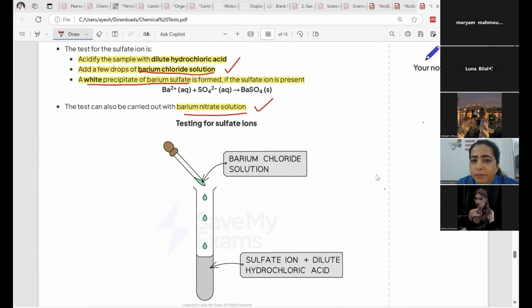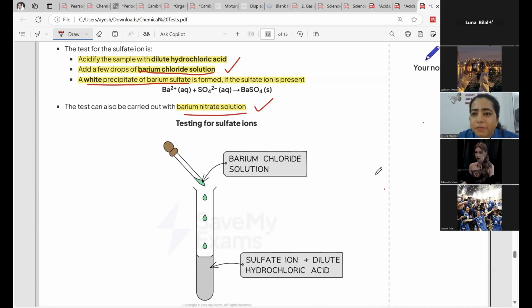Miss, do we specifically use dilute hydrochloric acid or can it be concentrated or just dilute? In place of the dilute hydrochloric acid, you can use any other acid as well. No problem. But except sulfuric acid. Because sulfuric acid will have sulfate. And sulfate is already there in the solution that we are testing. So common ion. Common ion means there will be a problem in the reaction.